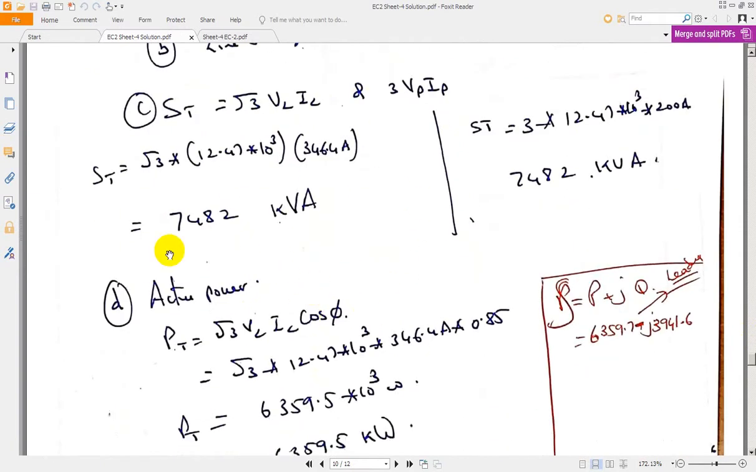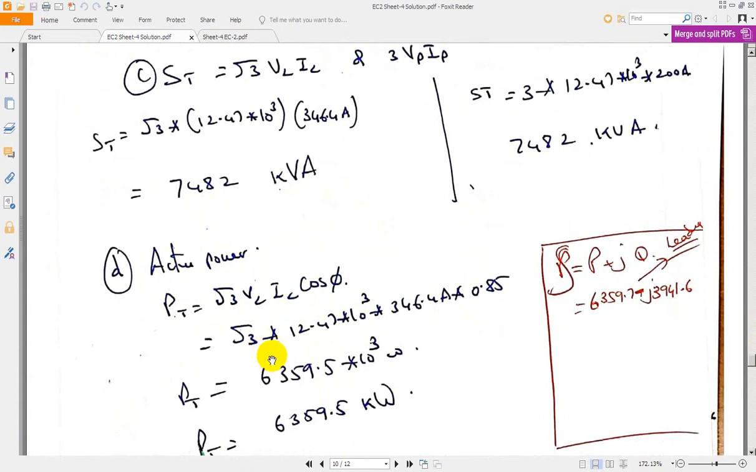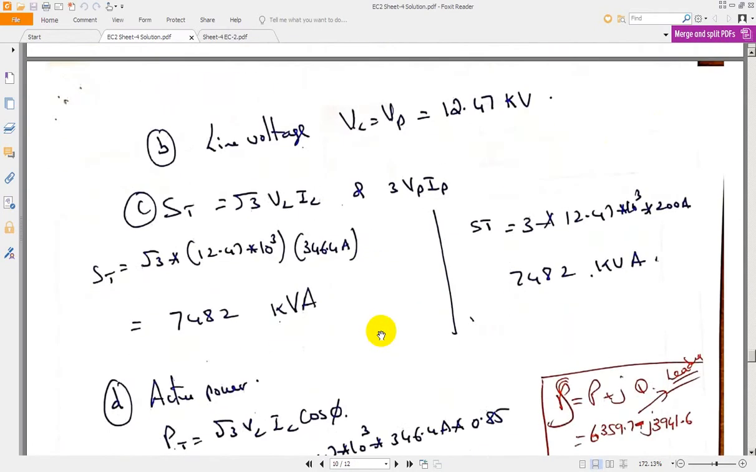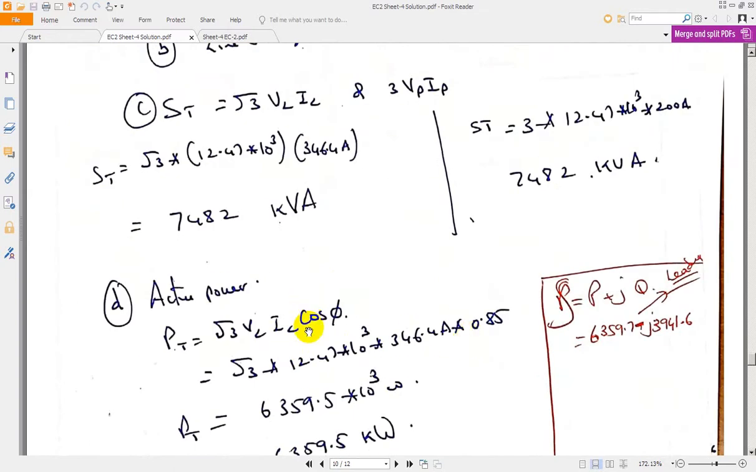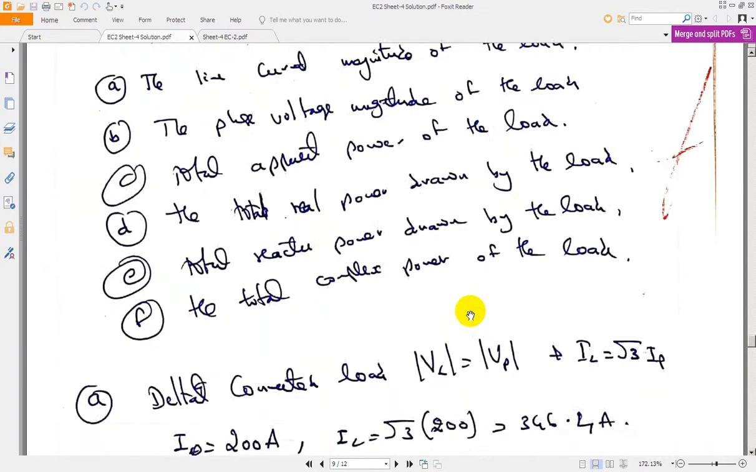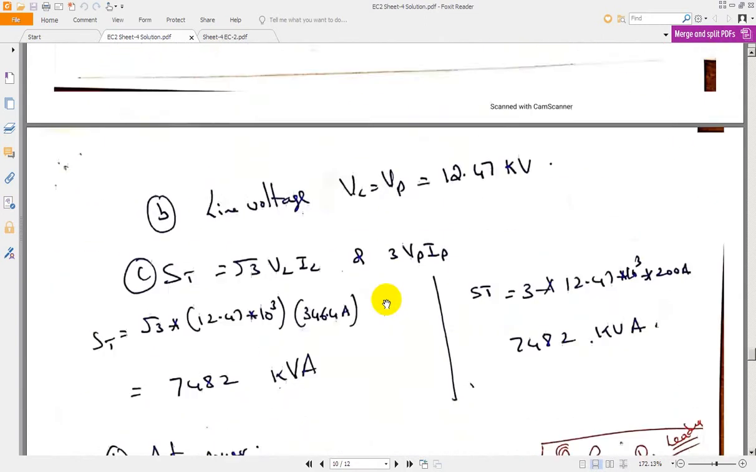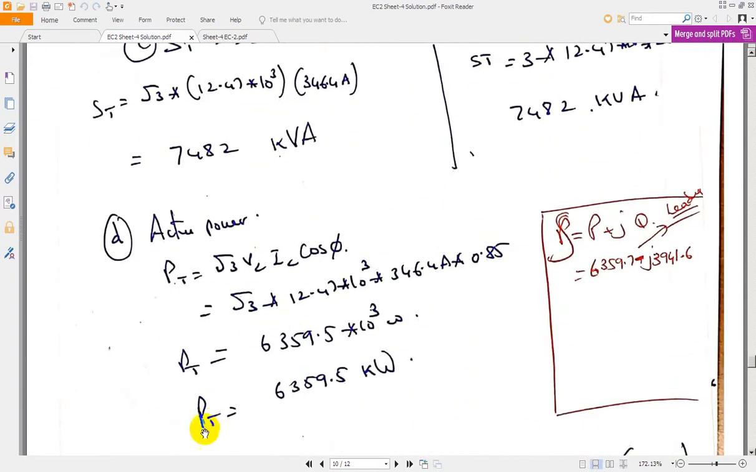Coming to the D bit, we need to calculate the active power. Active power is √3 VL IL cos φ. So √3 into the VL value, which is given in the problem, and the IL value we have evaluated here. On substitution, with cos φ of 0.85, which is given in the question as the power factor, you will get total active power P is equal to 6359.5 kilowatts.